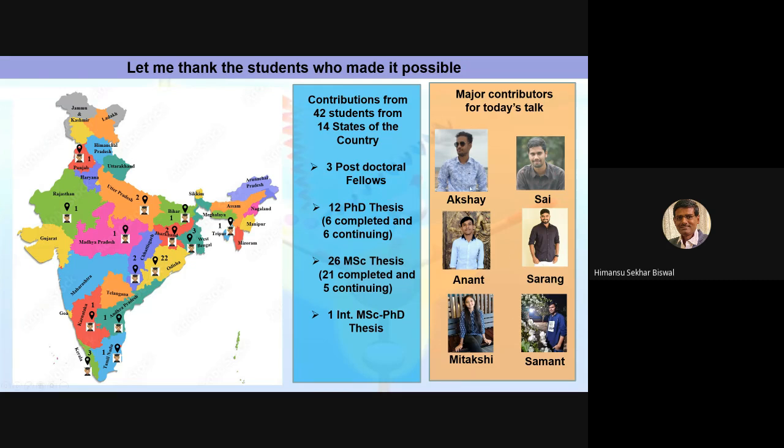So we have contributions from 42 students from 14 different states of our country. And since I'm talking at Assam University, I'll be really happy if I get a student from that area. In Assam, I have neither an MSc student nor a PhD student. I'll be really lucky if somebody joins our group.